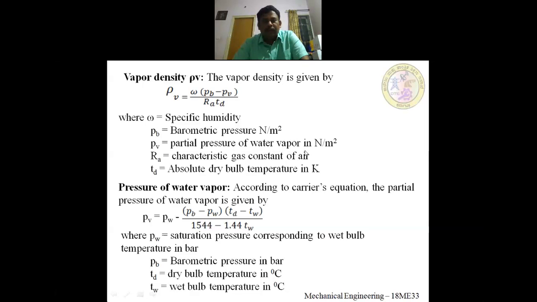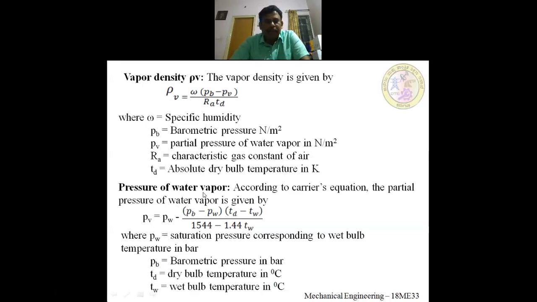PV is the partial pressure of water vapor in Newton per meter square. RA is nothing but the characteristic gas constant of air. This you know. TD represents dry bulb temperature in Kelvin. So when you substitute in this, you are going to get the vapor density rho v. You have to remember these equations.